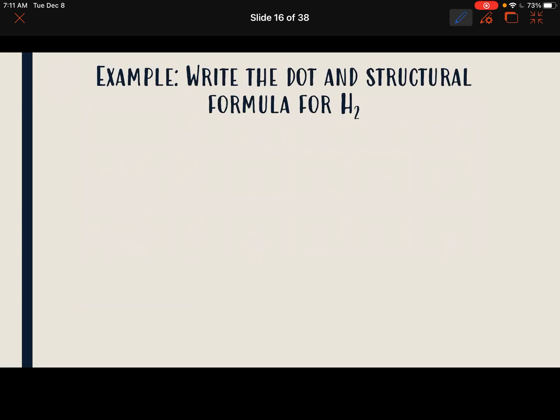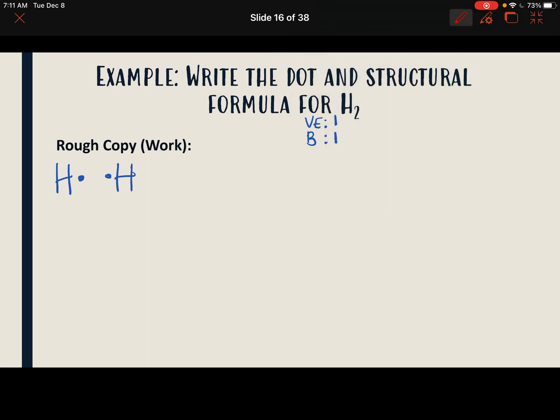All right, so it says write the dot and structural formula for H2. So first is the rough work. This is the copy, basically your work. So H2, we have 2 hydrogens. Now, we need to know how many valence electrons hydrogen has and how many bonds it needs to make. So hydrogen has 1 valence electron and it needs to make 1 bond. So that means each hydrogen is going to have 1 valence electron and it needs to make 1 bond.